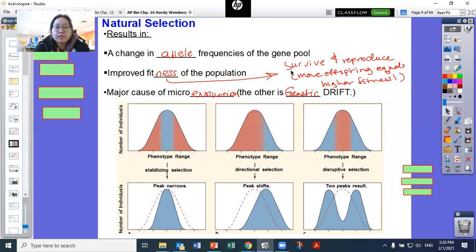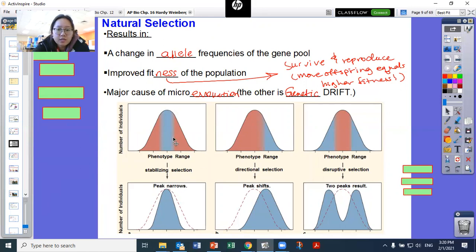So again, basically surviving and reproducing or having more offspring equals higher fitness. So the more you're able to pass down your genes, the higher fitness you have. And those that usually survive better are the ones that are having higher fitness, right? Because then they have the opportunity to mate and have babies. So this is a major cause of microevolution. The other one is genetic drift, like we just said, on a smaller scale.